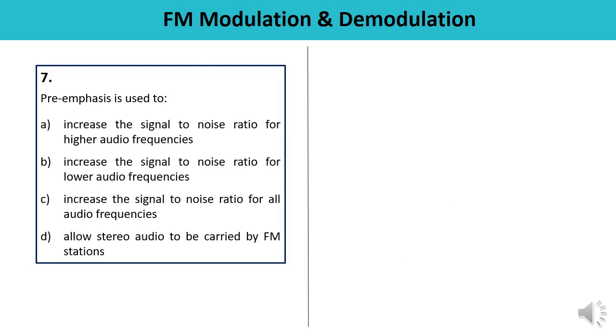Next question is, pre-emphasis is used to. We have discussed the pre-emphasis, de-emphasis circuits in the case of frequency modulation. So pre-emphasis circuit is used to increase the signal to noise ratio for higher audio frequencies. See, which is the particular option? Answer is A. It is used to increase the signal to noise ratio for higher audio frequencies. Correct one.